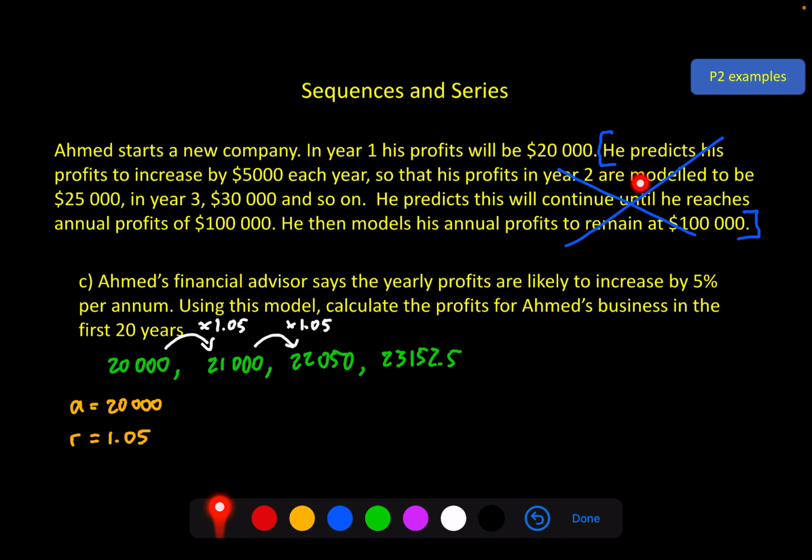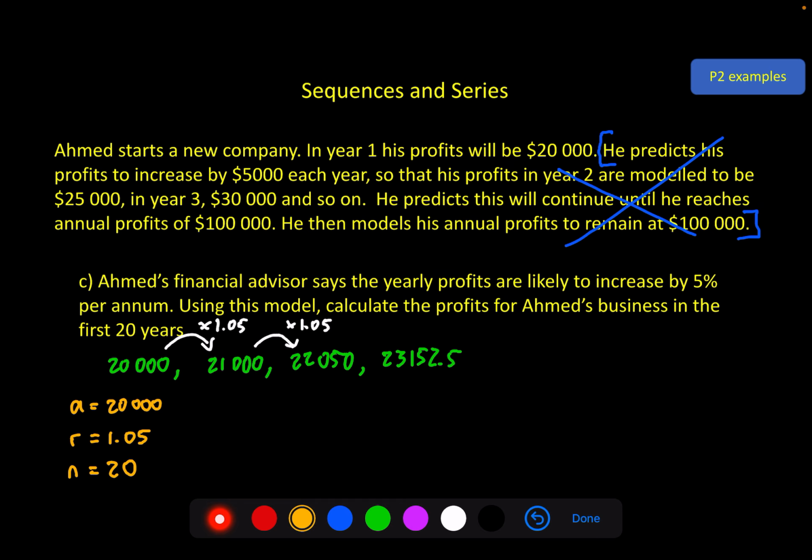Okay, just going back to the idea that this is a finished model, because we need to remember here that the $100,000 cap was part of Ahmed's model. That does not apply to this model. There's no maximum given by the financial advisor. So I don't need to worry about a 100,000 maximum. All I need to do is follow the sequence for 20 years. So I guess arguably you might say this is a slightly easier question, because we don't need to worry about cutting off the sequence at any point.